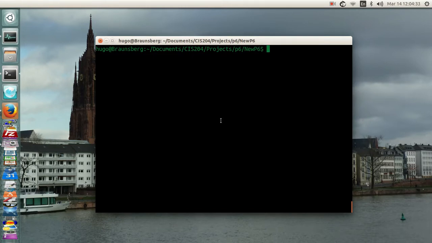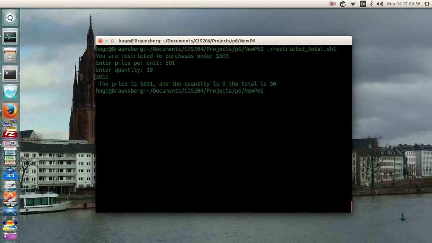Yesterday, it was yesterday here, I don't know if it was yesterday there, we played with restricted shell. Let me bring up restricted shell 1, and it tells me it's restricted under bar total. I'm restricted to purchases under $500. So let me do this. I'm going to put in a purchase price of $501. Isn't that special? And I want 10 of those.